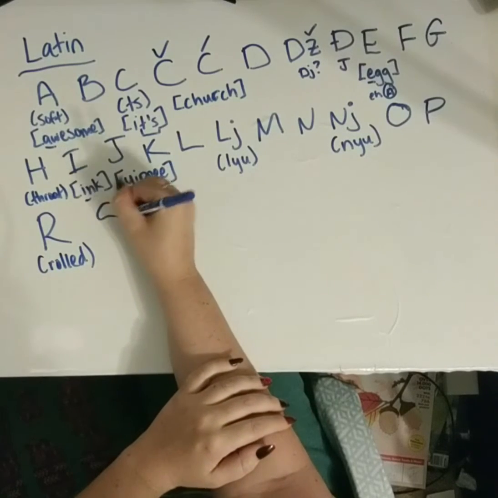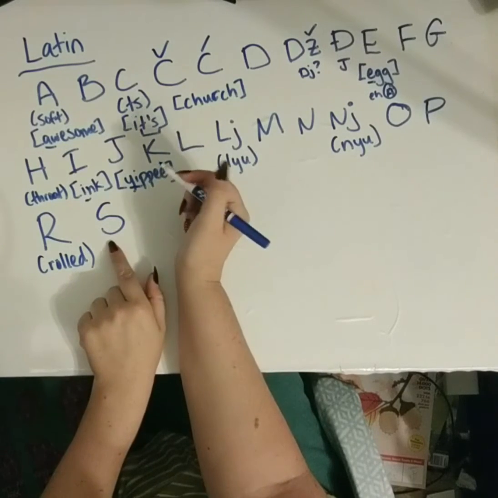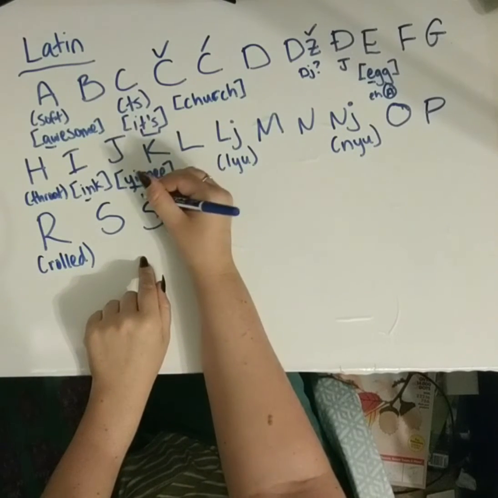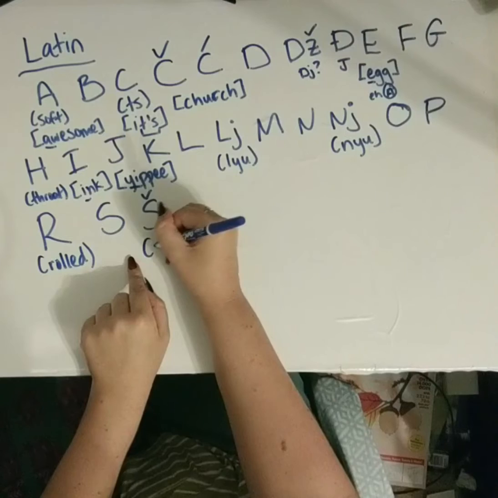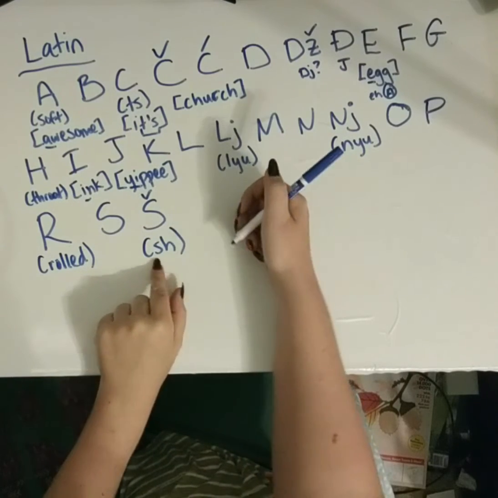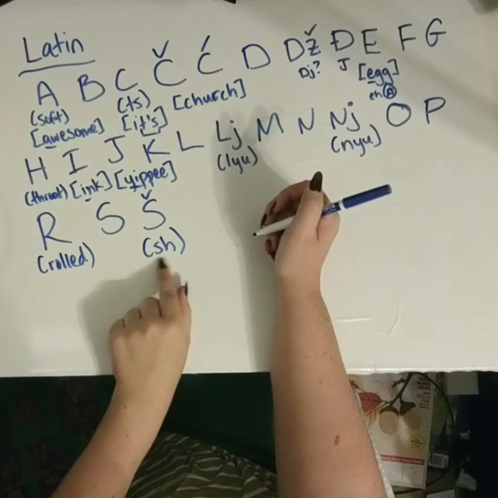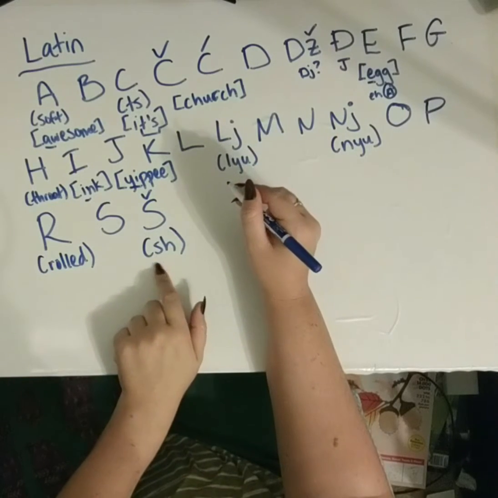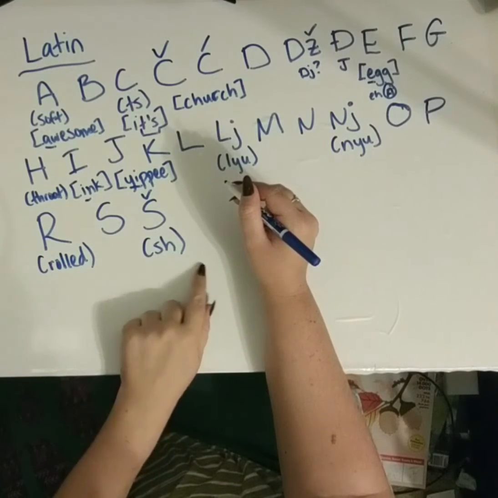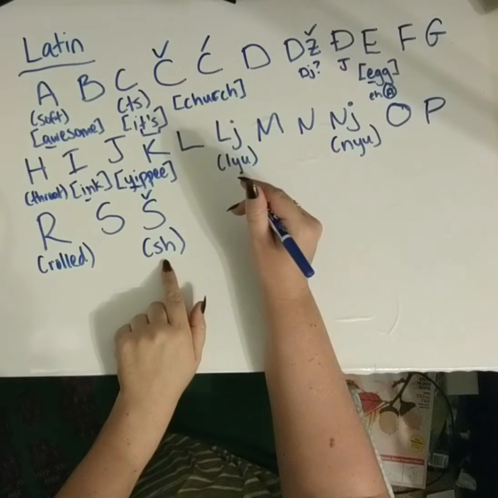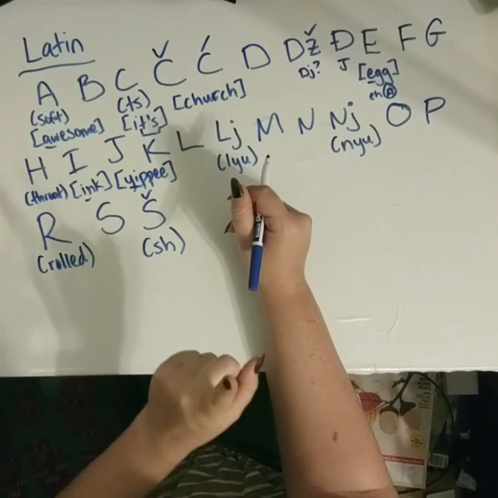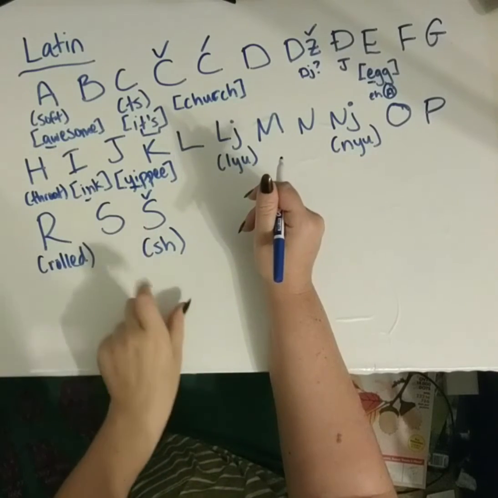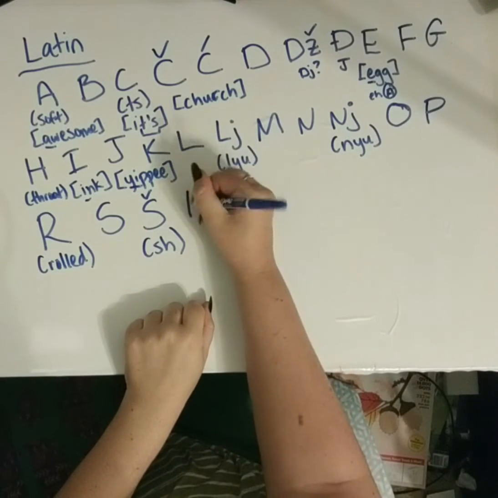We've got S, which just like in English is an s sound. And we have this S, which is a sh sound. So just like in English, anytime you have that sh sound, like shut, ship, what else? Like when you're trying to be very quiet, saying shh. That sound, shh sound. And then T, just like in English, t.